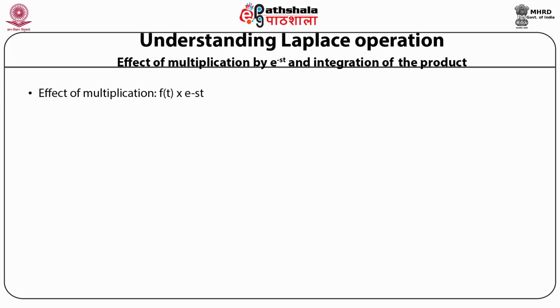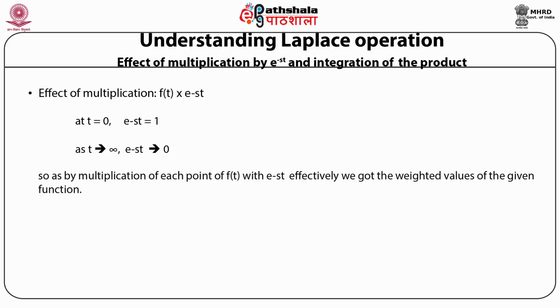Understanding the Laplace operation: what happens when you multiply something by e power minus st and integrate the product? What is the effect of multiplication? At time t equal to 0, e power minus st is equal to 1. As t tends to infinity, that means it keeps on going, then e power minus st is a decaying exponential function, and then it goes to 0. So by multiplying f of t with e power minus st, we are basically applying a weight. So e power minus st is the weight of the function.